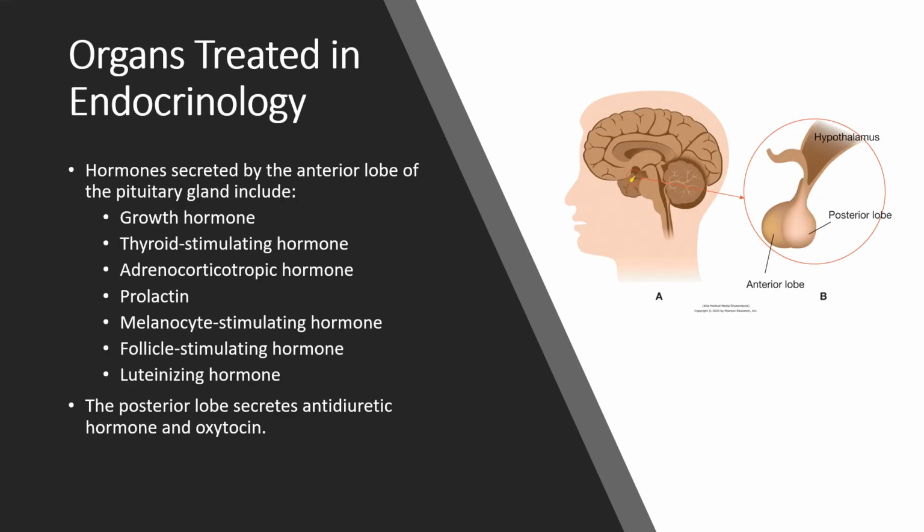The pituitary secretes a lot of different hormones. The hormones that are secreted by the anterior lobe of the pituitary include growth hormone, thyroid-stimulating hormone, adrenocorticotropic hormone, prolactin, melanocyte-stimulating hormone, follicle-stimulating hormone, and luteinizing hormone. The posterior lobe secretes antidiuretic hormone and oxytocin.